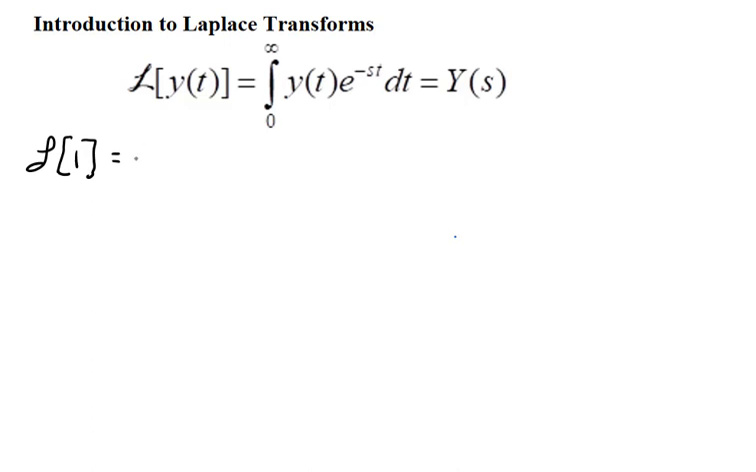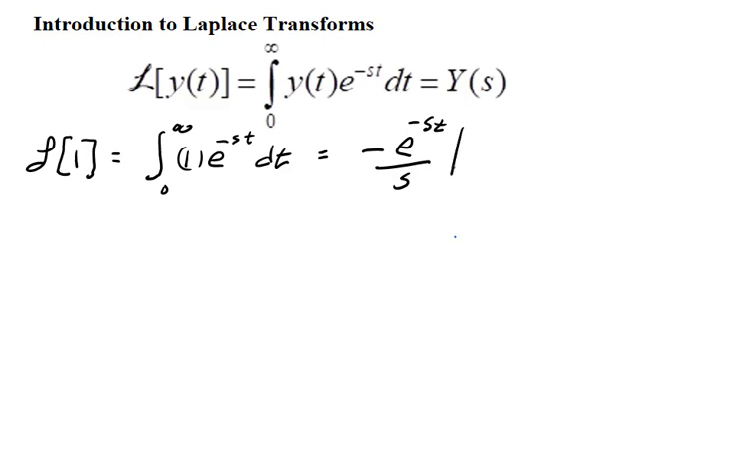So, just looking at a very basic function like 1, that would be the same as the integral from 0 to infinity of 1 times e to the negative st, I'm sorry. So this is just the integral of e to the negative st with respect to t, where s is like a constant. So we end up with negative e to the negative st all over s.